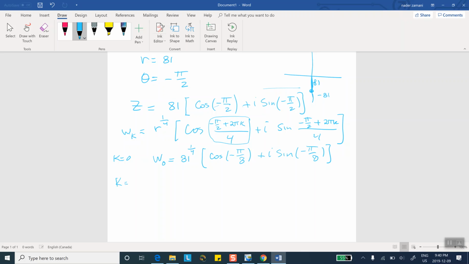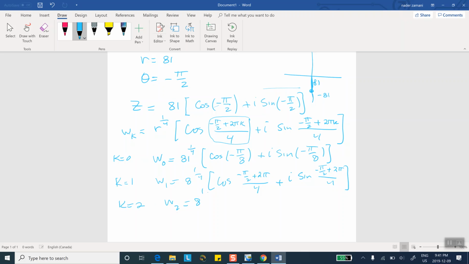K equal to 1, W1, 8 to the 1 over 4, cosine of minus pi over 2 plus 2 pi divided by 4. I'll leave it like this. I'm not going to simplify it, but in the book it's not going to be left like that. Minus pi over 2 plus 2 pi over 4. K equal to 2.